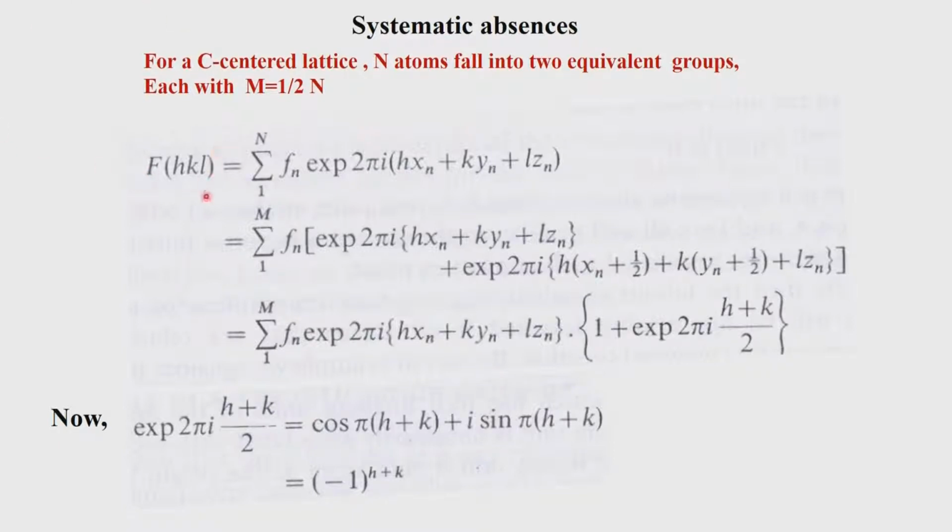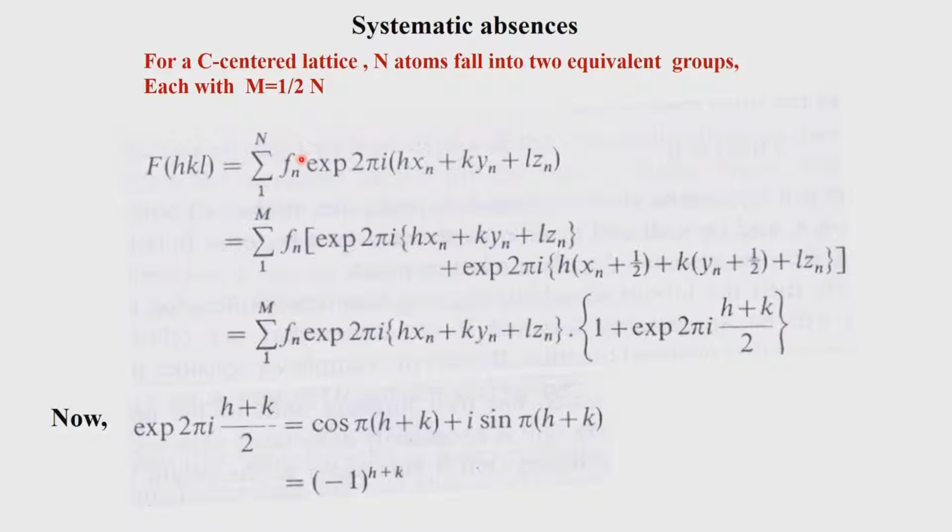Okay. So, F of HKL can be written as the sum over 1 to n. This is our general expression which we just now derived, f n exponential 2 pi i (hx plus ky plus lz), for any crystal system, be it centrosymmetric or non-centrosymmetric. We now know this is the phase factor, and this is the corresponding amplitude coming from f n, and we know also that f n falls with sin theta by lambda. So, it depends upon the scattering angle theta. As theta increases, the value of f n keeps on decreasing. We know that and we have understood it thoroughly.